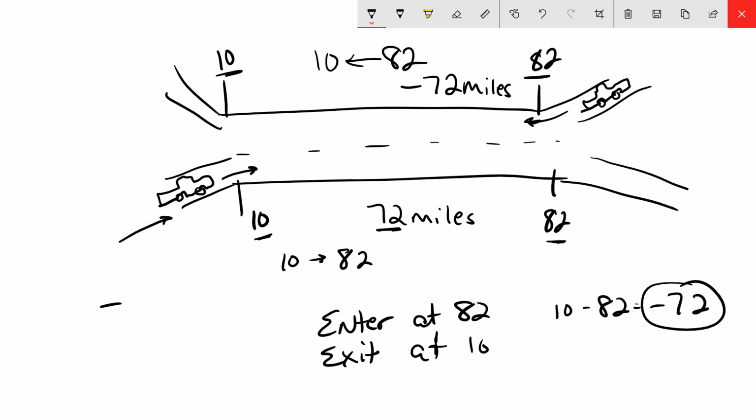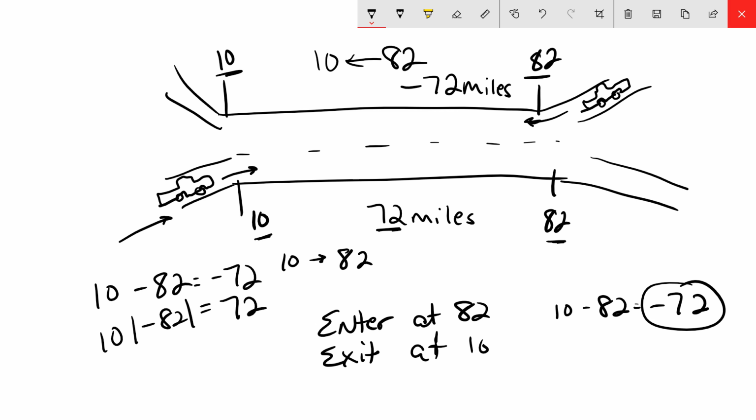I'm not going to go 10 minus 82 equals negative 72. I would wind up looking at 10, and then we would look at this more as an absolute value so that I can get just my plain 72, because this needs to be 72 miles.